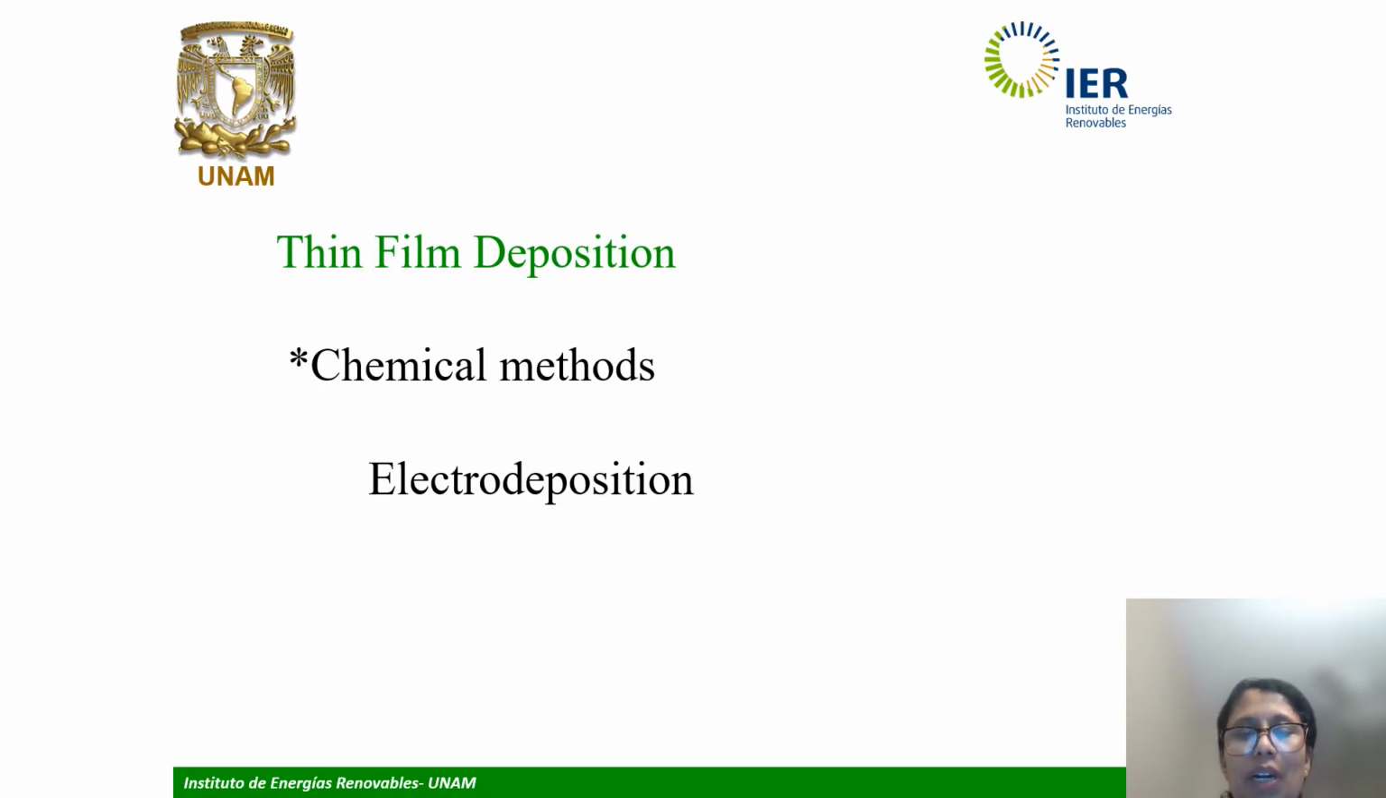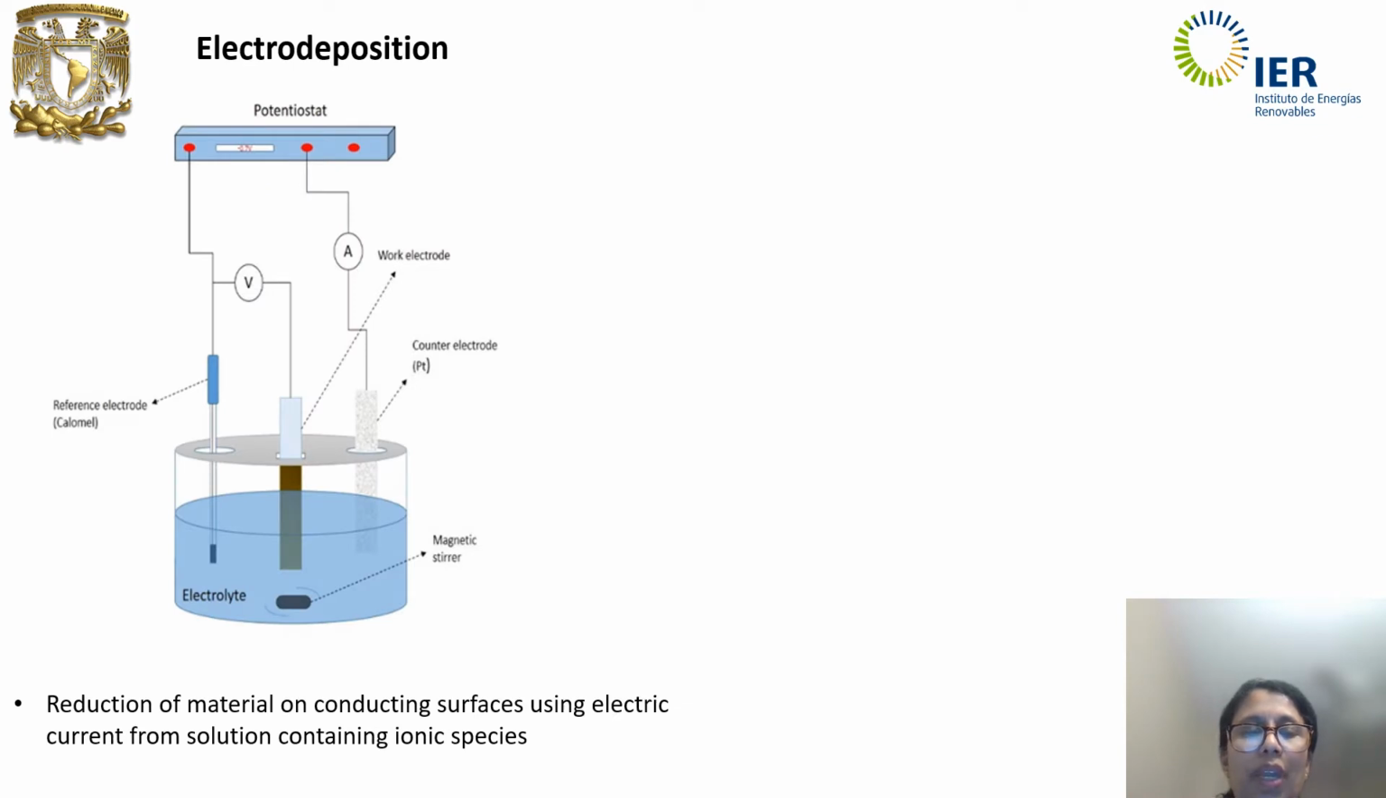I'd like to start with the electrodeposition process. Here I am presenting a schematic of a 3-electrode cell. This is the reference electrode, the working electrode, and the counter electrode. The voltage is measured between the working and the reference electrodes, and the current between the counter and the working electrode. In an electrodeposition process, the ions in the solution undergo charge transfer on the electrode surface, get reduced, and are deposited on the conducting substrate.